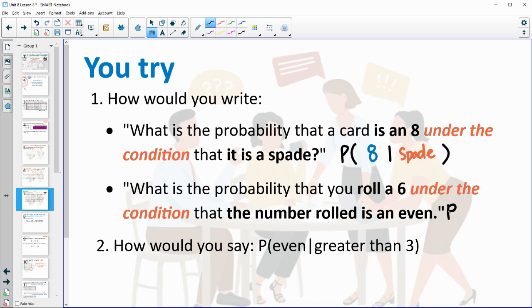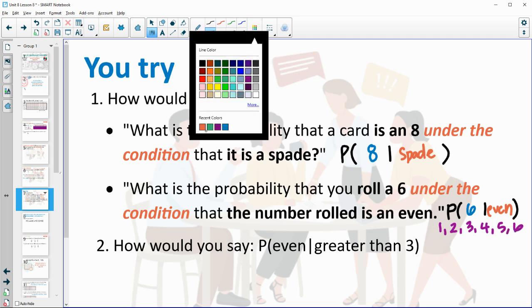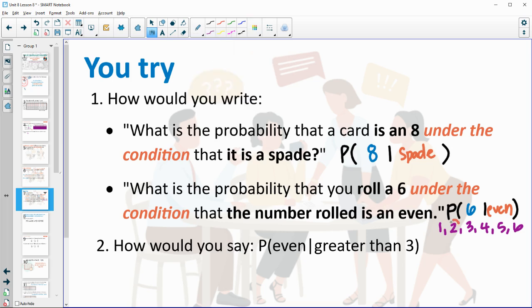In this next one, it says, what's the probability that you roll a 6 under the condition that the number is even, when we're talking about a number cube? So what's the probability it's a 6 when we already know the number is even? If we think about a number cube, we've got the numbers 1, 2, 3, 4, 5, and 6. We already know that whatever's been rolled is even, so we know it's a 2, a 4, or a 6. So we know it cannot be any of these. Then what's the probability that it's a 6?